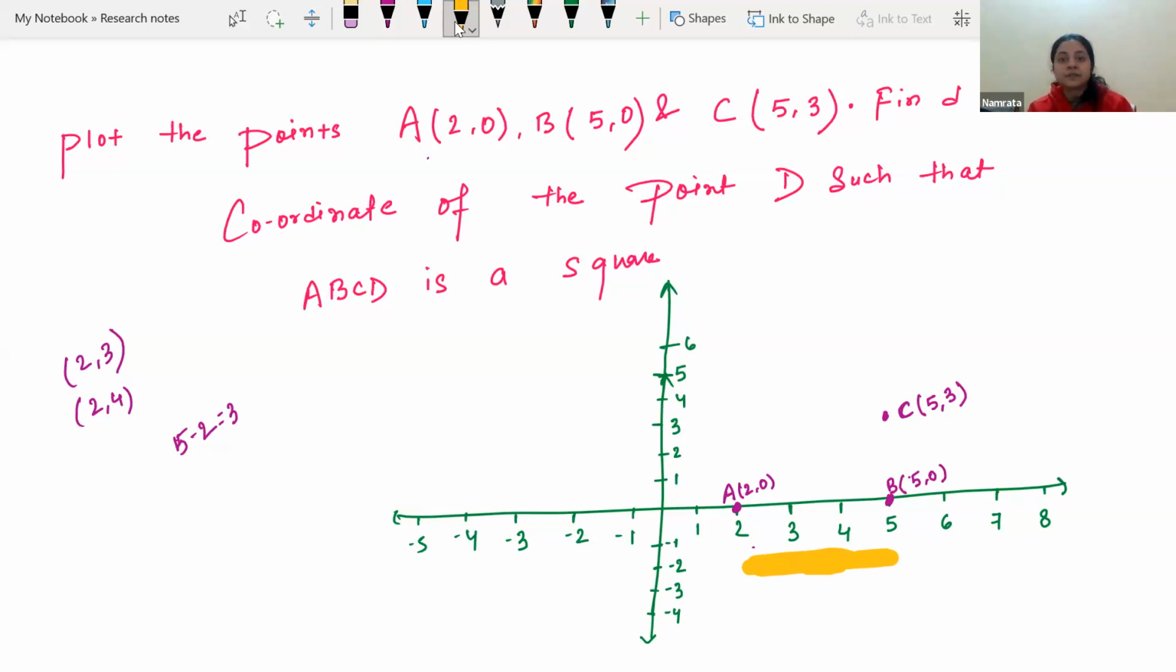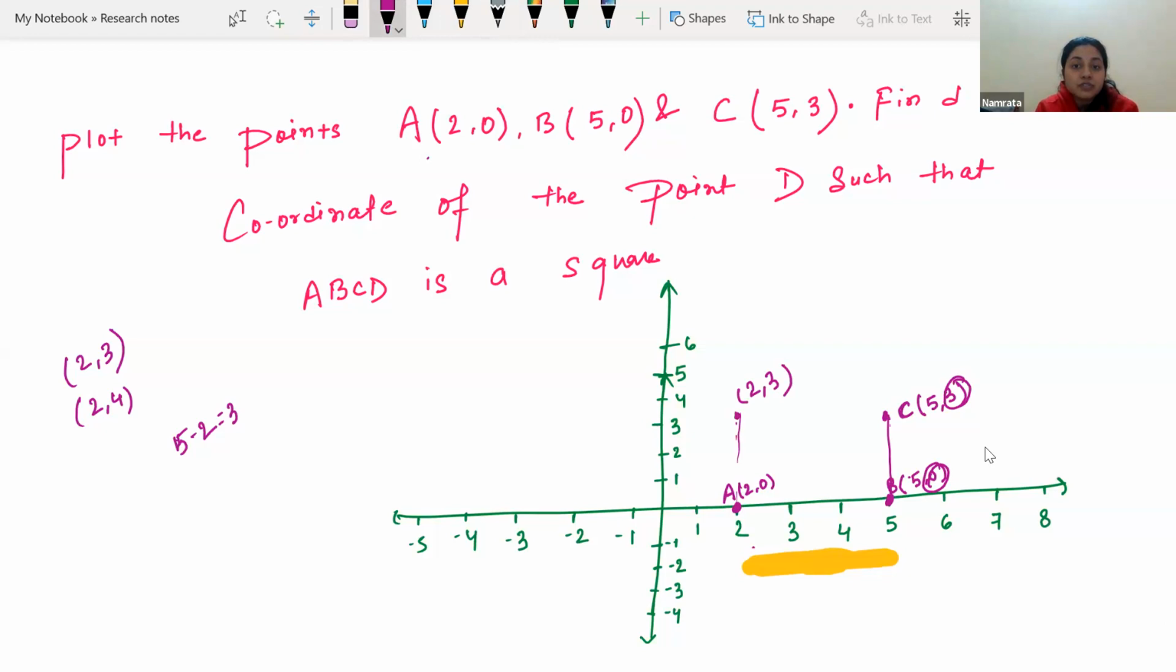Again on the y-axis we get 3 units. If the coordinate is (5, 3), then y is 3. So on the y-axis you can see we are going 3 units from 0 to 3. So we are going 3 units up also. That means we have to maintain this 3 units. Here also we come back 3 units. That means the x coordinate will be 2 only and the y coordinate will be 3.